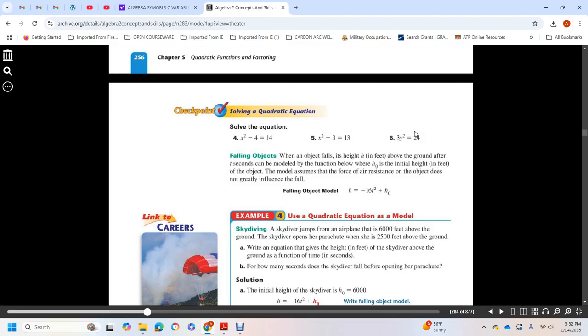Falling objects. When an object falls, its height in feet above ground after t seconds can be modeled with the function below, where h is the initial height in feet of the object. The model assumes the force of air resistance does not greatly influence the fall. So we have h, the initial height, minus 16 times the time in seconds squared, plus the initial height.